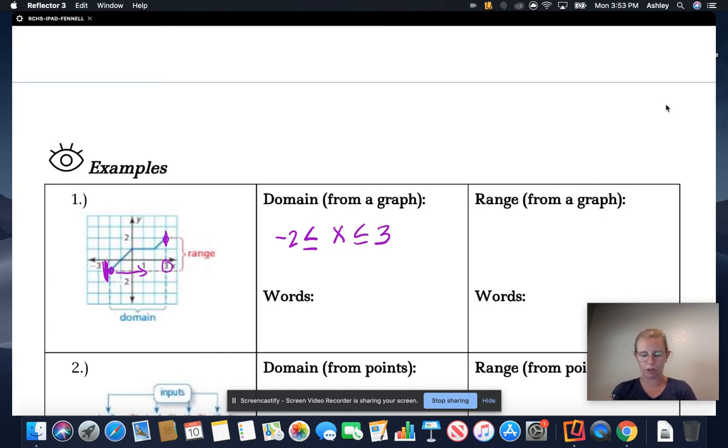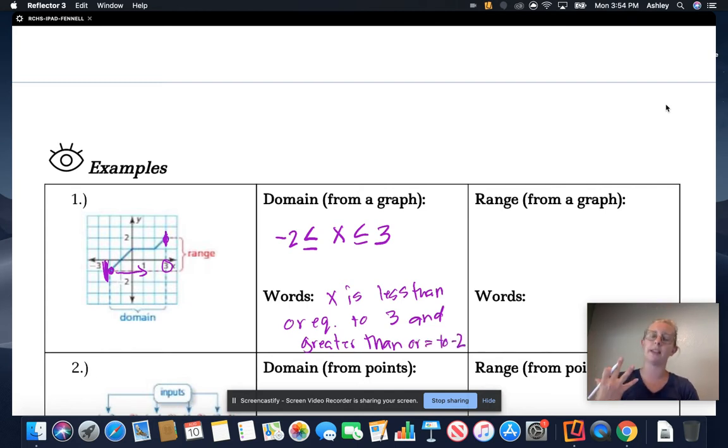In words, you're just going to say that x is less than or equal to 3, and it's also greater than or equal to -2.